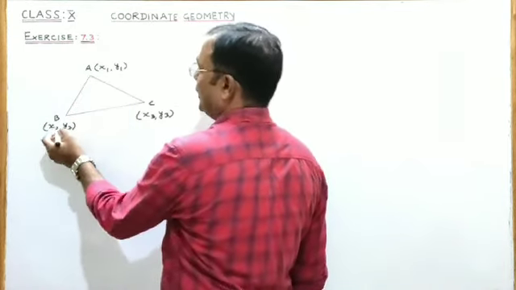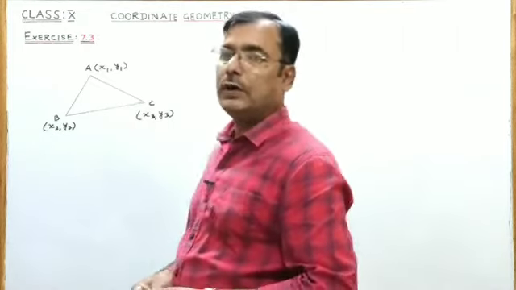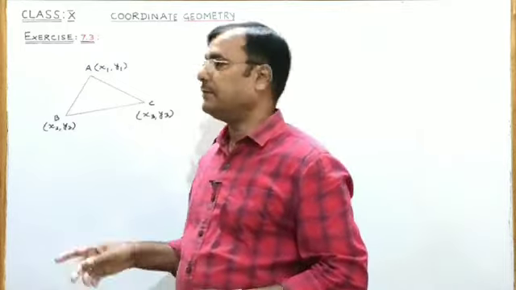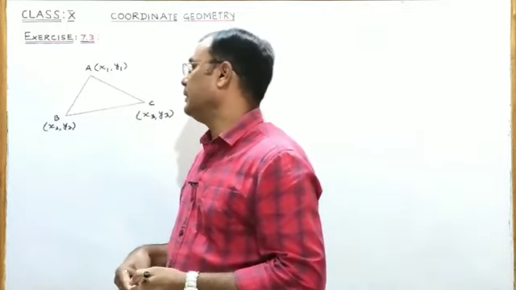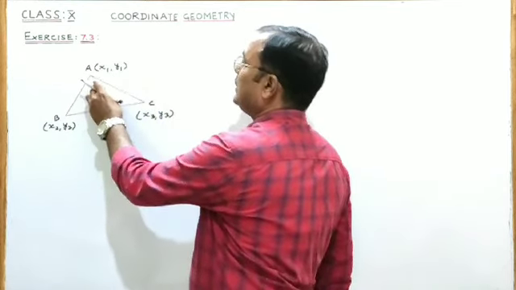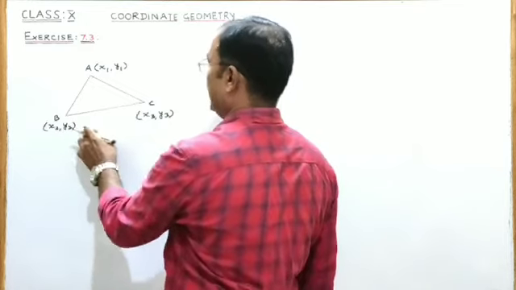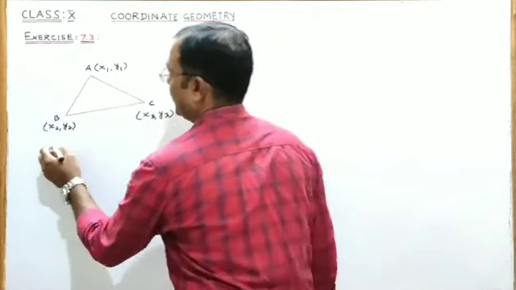Here x1 y1, x2 y2 and x3 y3 are the coordinates of 3 vertices of triangle ABC, and we have to find area of triangle ABC in terms of 3 coordinates x1 y1, x2 y2, x3 y3.